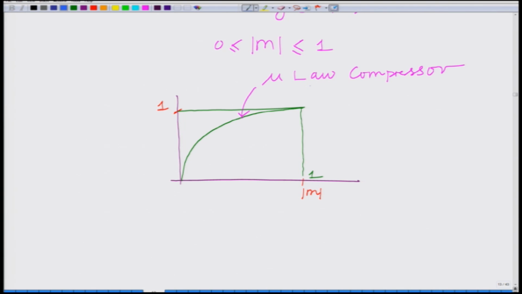You can see that this is a concave function, and from this, if for instance you look at this region, which corresponds to the smaller amplitudes.